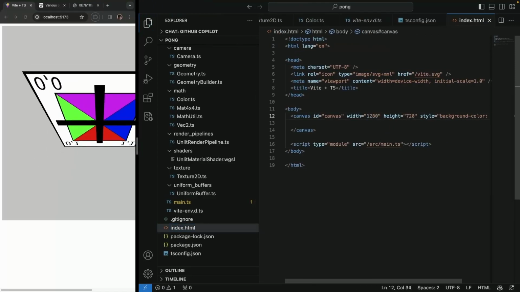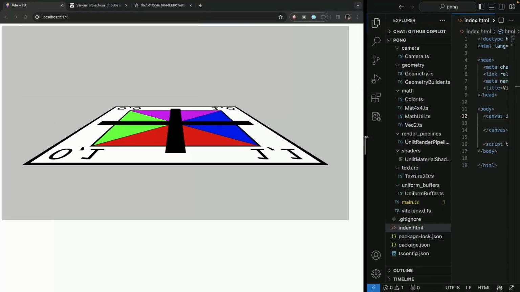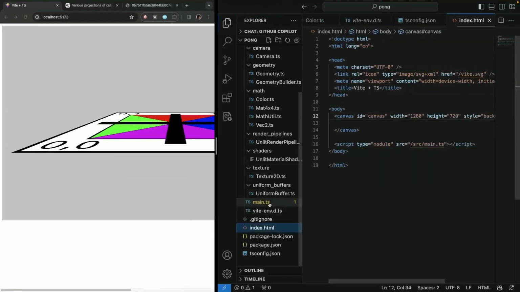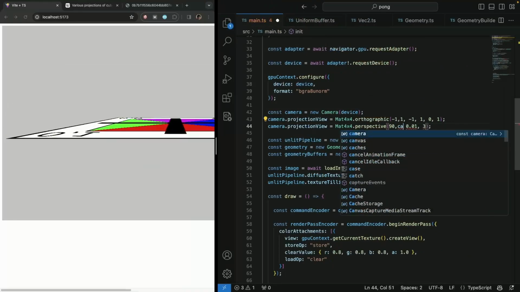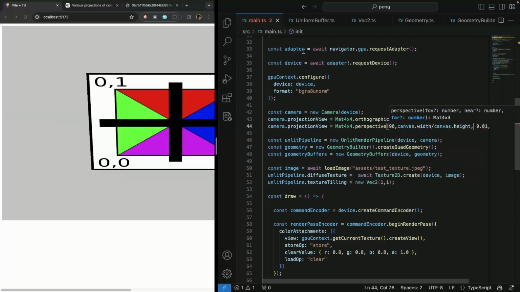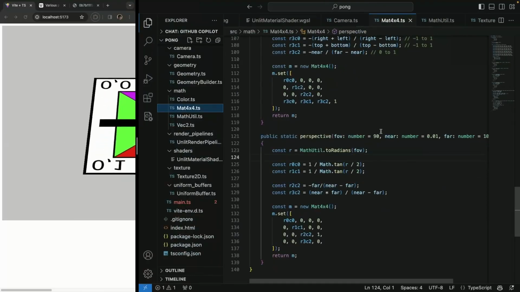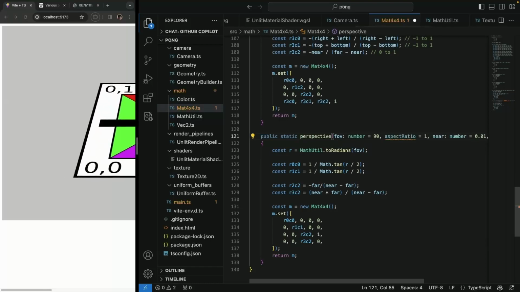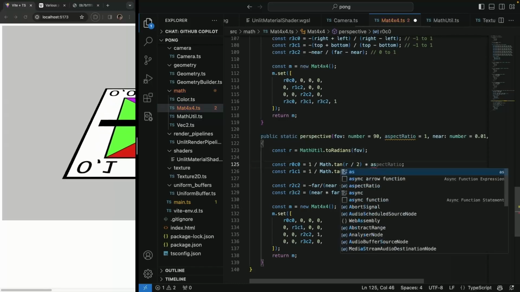So let's say something like this. You can see that it appears stretched, right? So we just need to figure out how to correct it for the aspect. We can do that here. So we can say canvas width over canvas height. Nothing is solved yet because we need to edit our matrix. And here we can say aspect ratio, and by default I'm just going to set it to 1. And then we need to multiply here times aspect ratio.